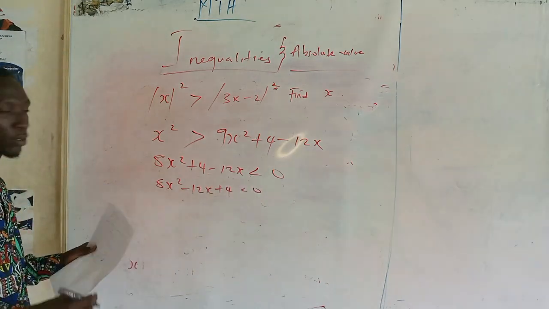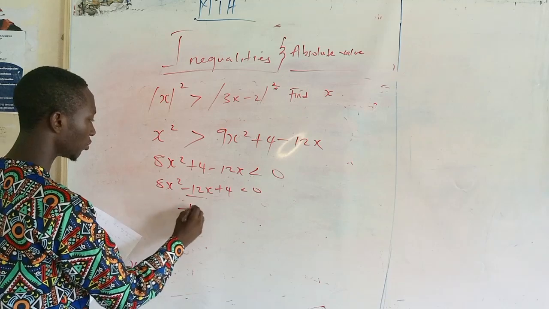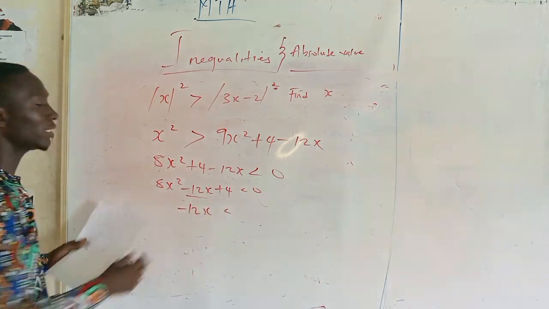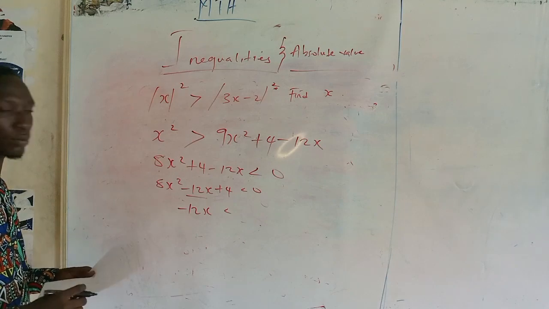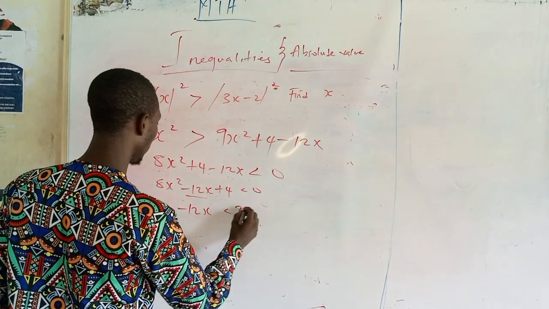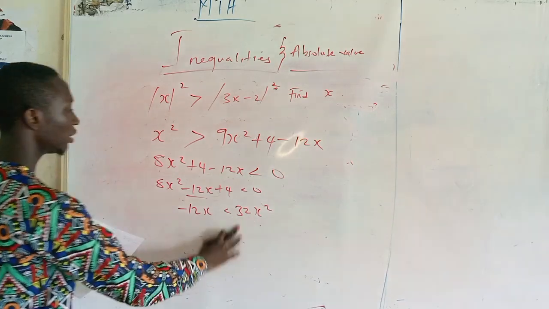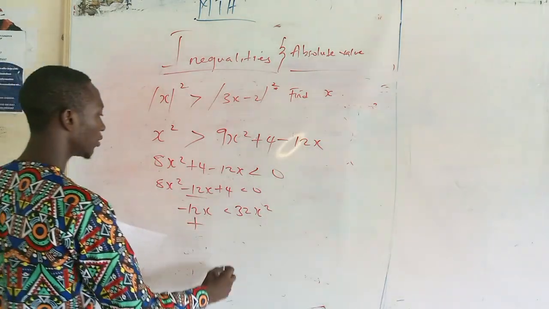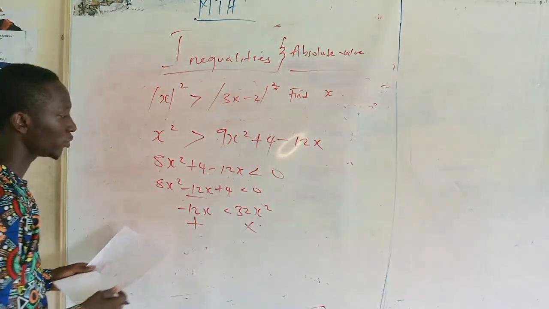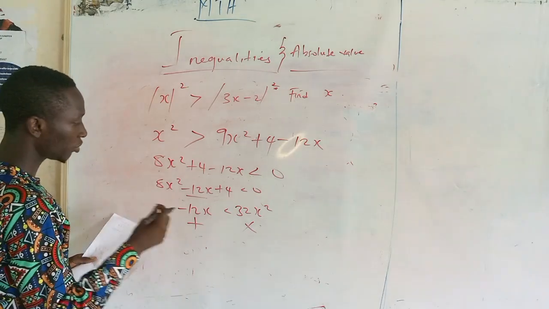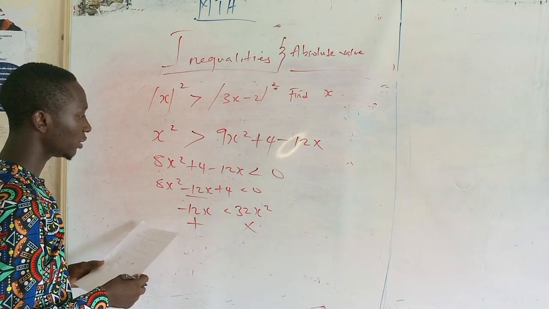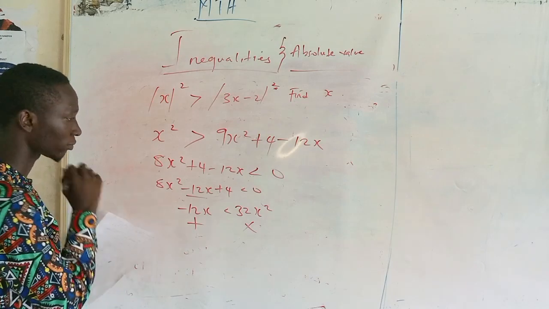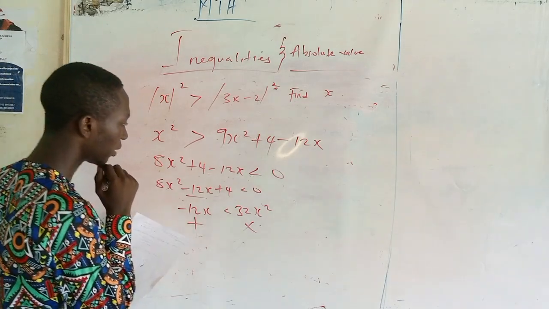So we do what? We factorize. Bring down the middle term minus 12x. 8 times 4 is what? 32. 8 times 4 is 32x squared. So therefore, what are the two numbers that will multiply to give you this, and what are the two numbers that will add to give you this? So let's look for the two numbers.